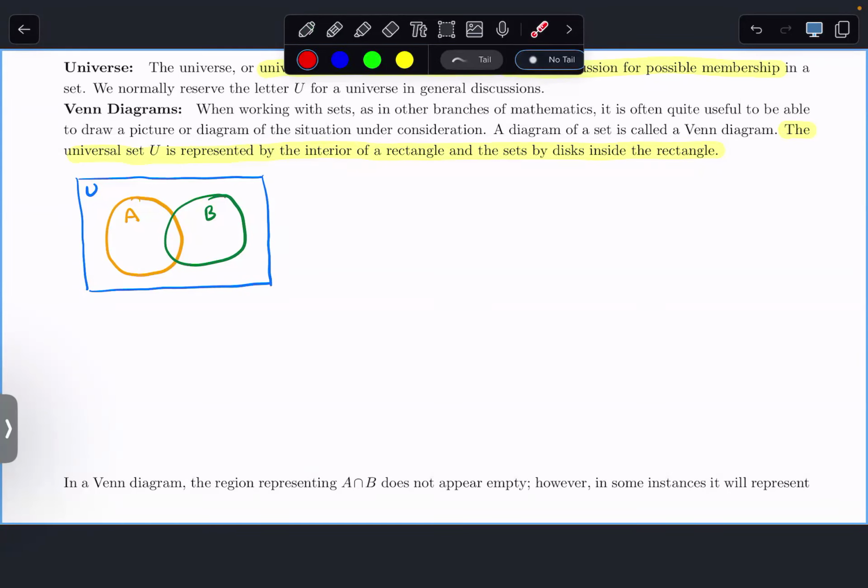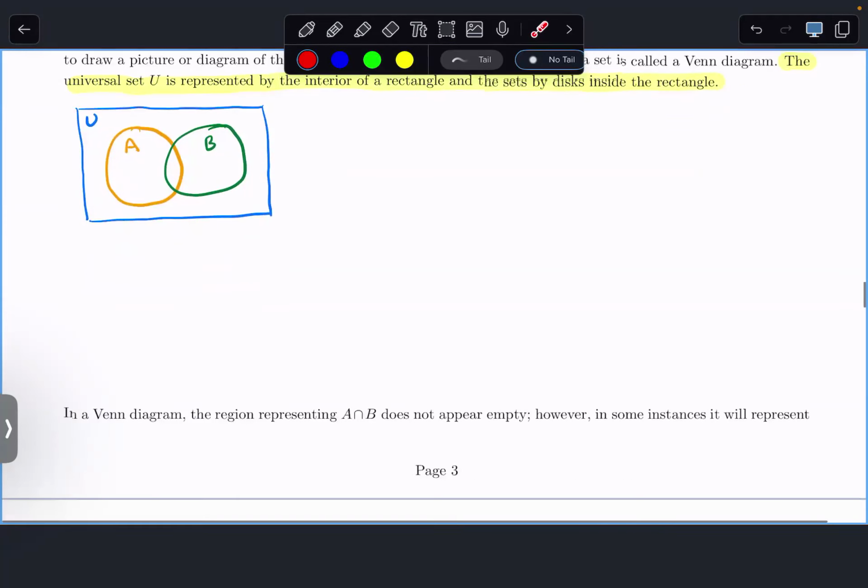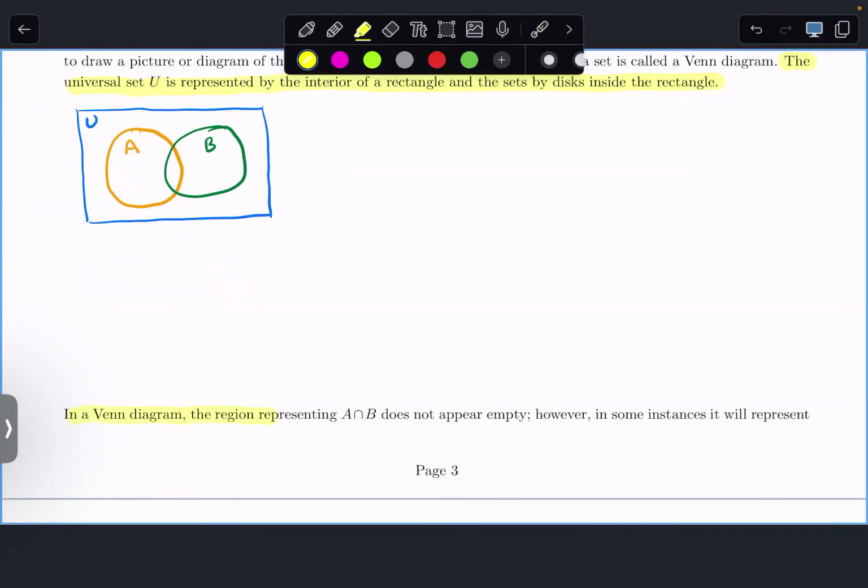The size of the circles doesn't mean anything. You want to make sure that there's overlap, even if the two sets are disjoint. Disjoint meaning there's no elements in common, and so they share an empty set. And so this is just a visualization. So I'll highlight it here.